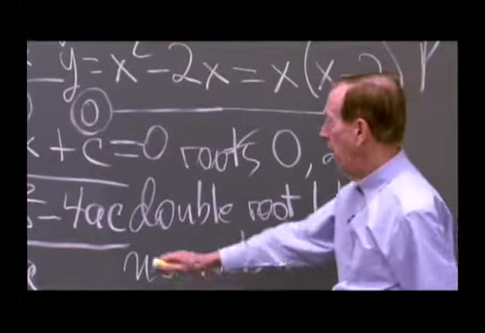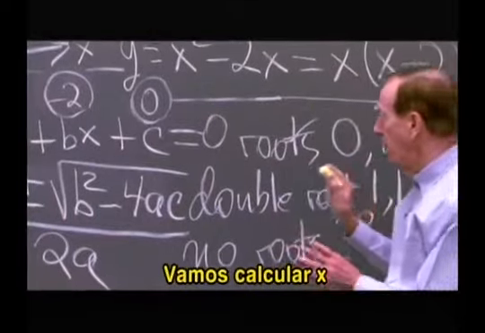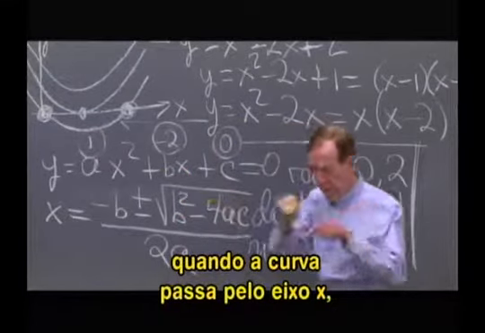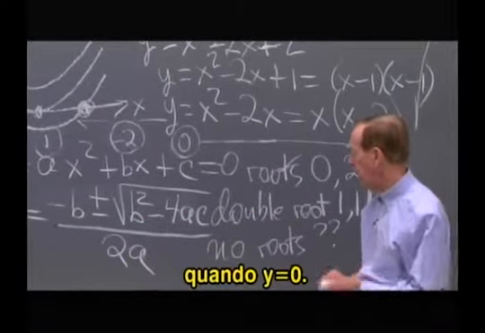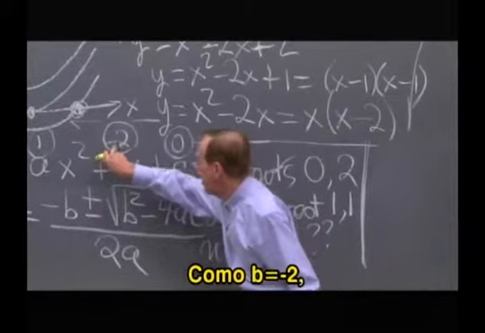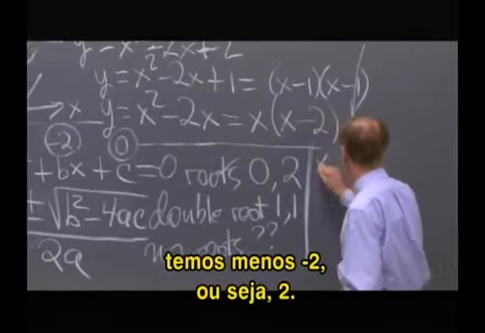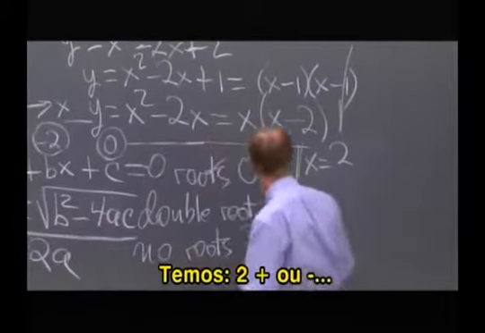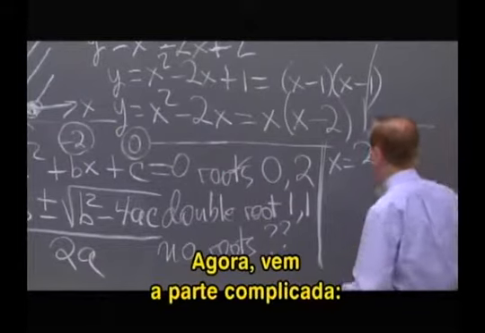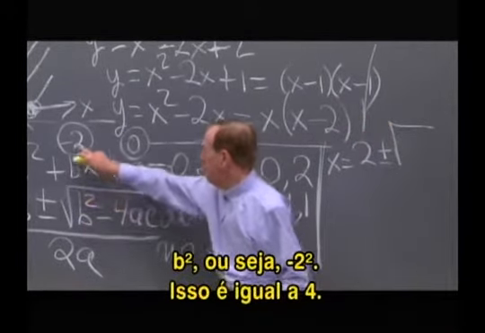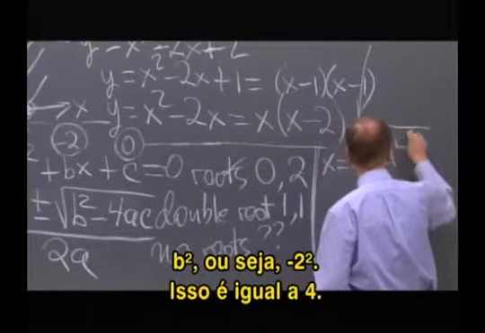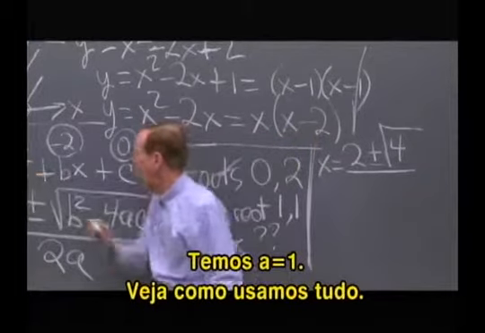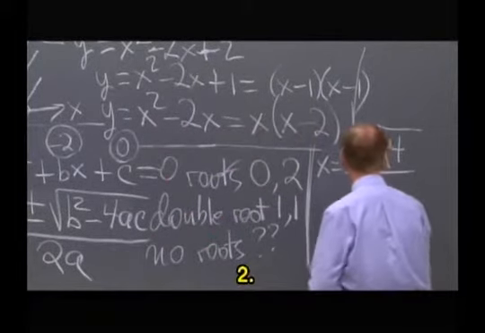All right, let's do it. This is my x. Remember what we're finding. We're finding the x is where the curve hits the x-axis, hits 0. Okay, so minus b, b is minus 2. Minus minus 2 is 2, right? Plus or minus, now comes the little dodgy part. B squared, that's minus 2 squared is 4. And I divide by 2a. A was 1. You see how they all come in? 2. And what do I get then?